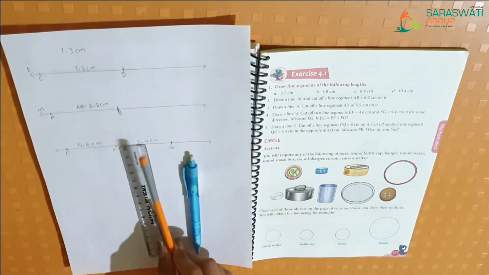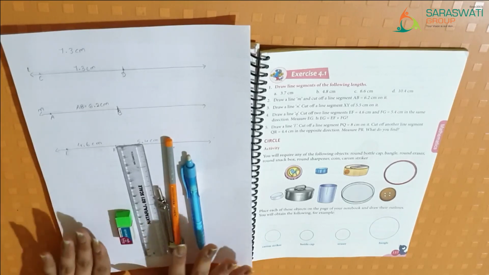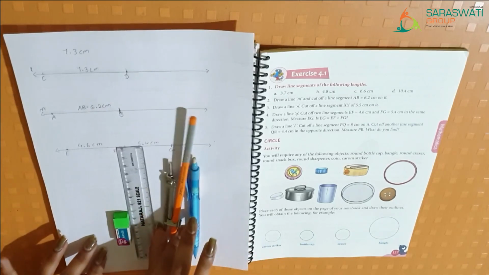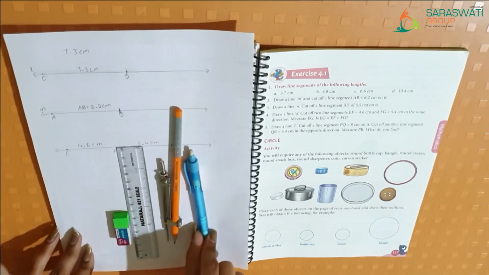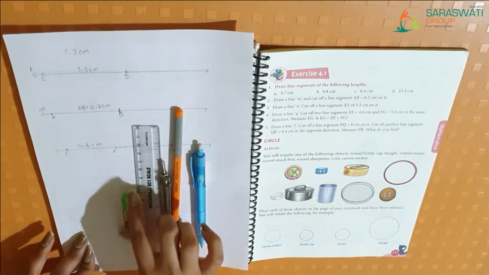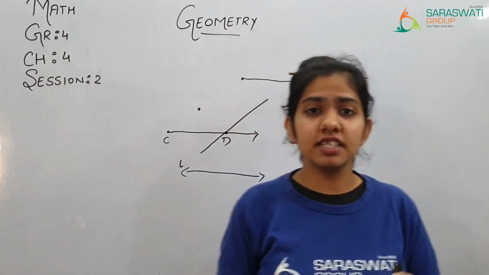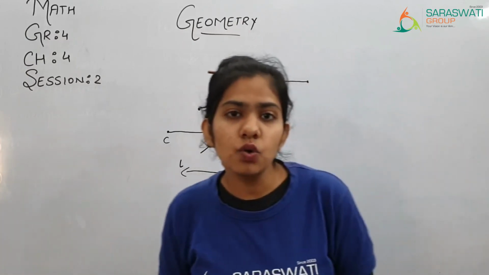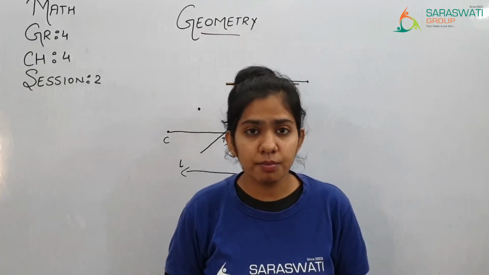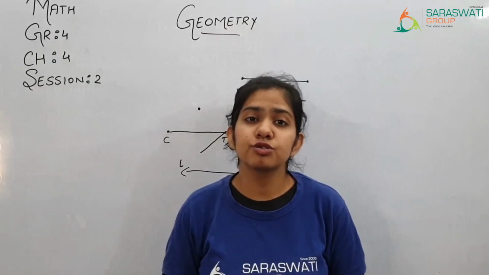And what are the things you need to have with you when you are going to solve the sums related to geometry? A compass, that is rounder, a pencil, one extra pencil, ruler यानी कि scale, and one eraser, right? Okay, so I hope that you have seen and you have understood everything what I have taught you regarding today's topic, right?